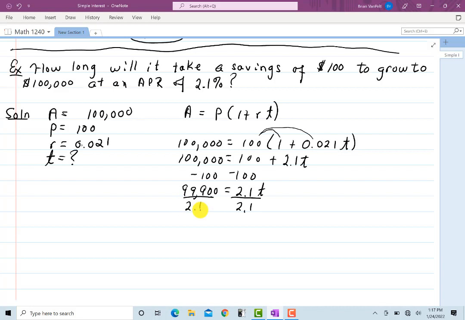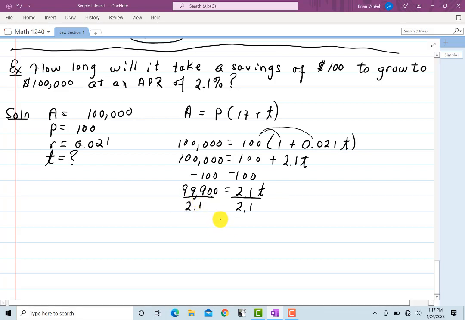I'm going to round my answer to 3 decimal places. What I get then is 47,571.429. So how long is it going to take? 47,571.429 years.